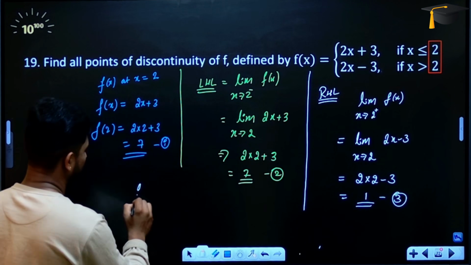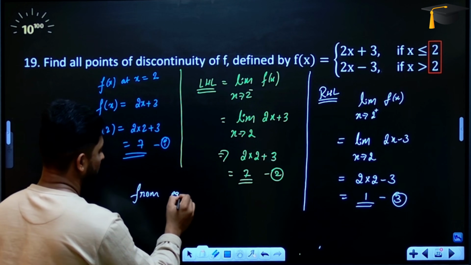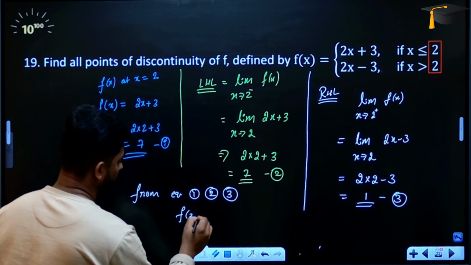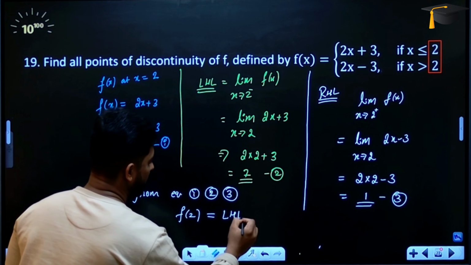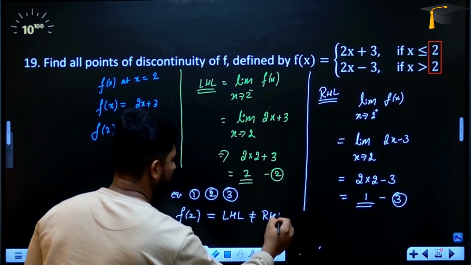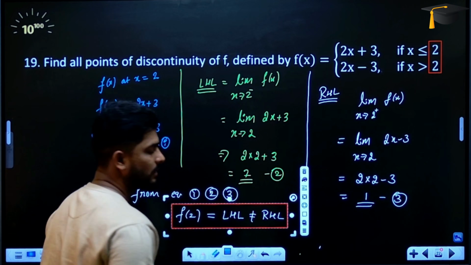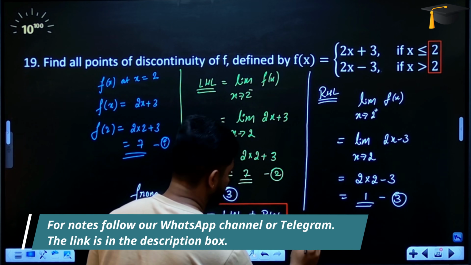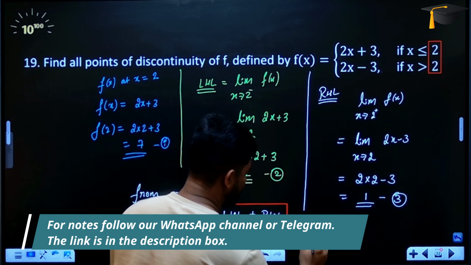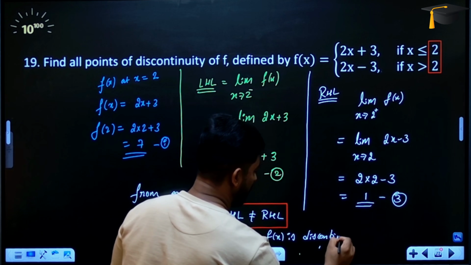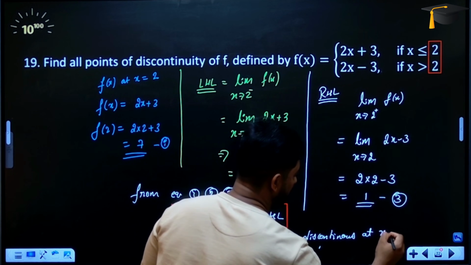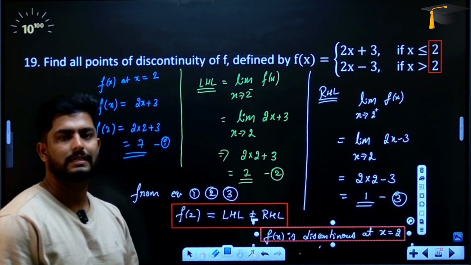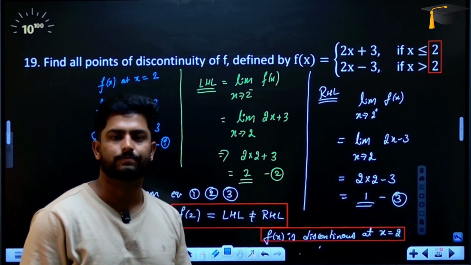So from equations 1, 2, 3, we got to know that f of 2 is equal to LHL, which is not equal to RHL, right? They are not actually the same. So with respect to this, we can say f of x is discontinuous at x is equal to 2. So this much you have to write, okay, to get full marks. F of x is discontinuous at x is equal to 2. That's it. Okay, next one.